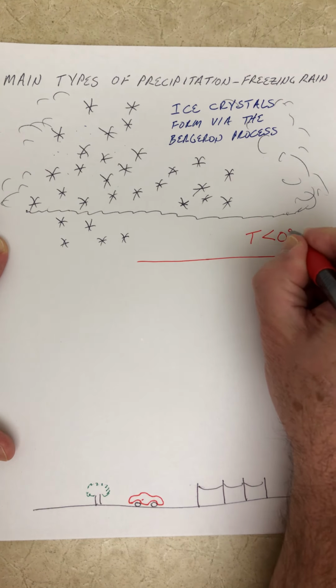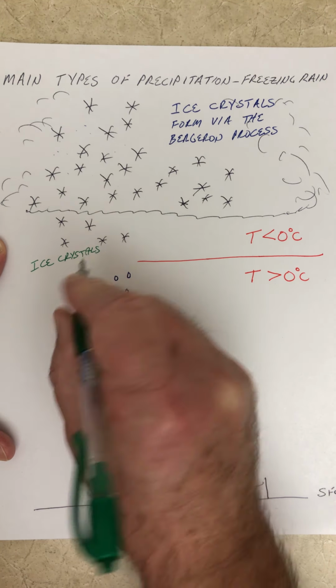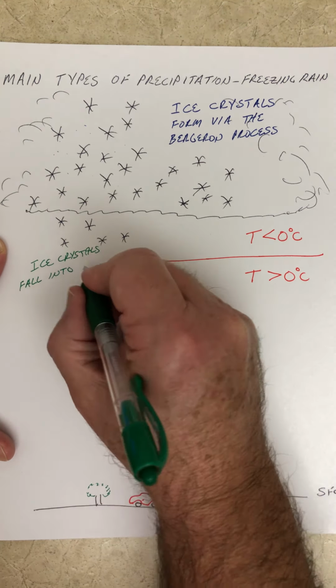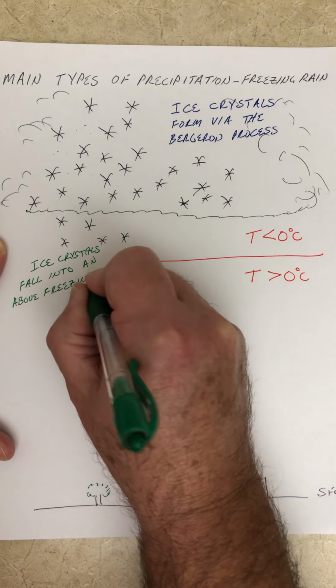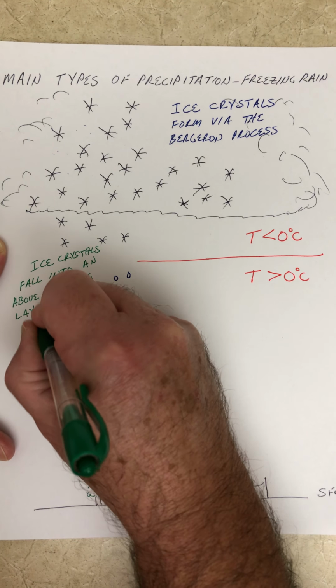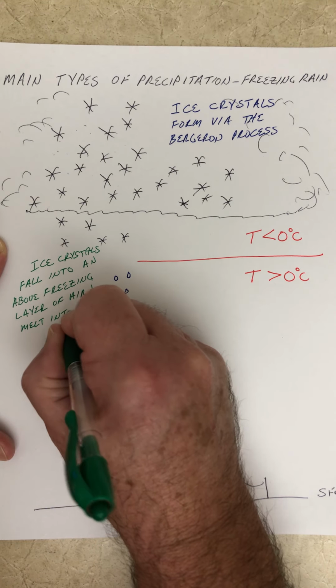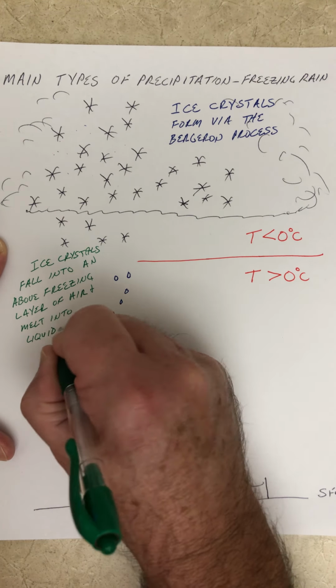So let's make a note of that. So ice crystals fall into an above freezing layer of air and melt into liquid droplets. Okay, let's leave those there for a second.